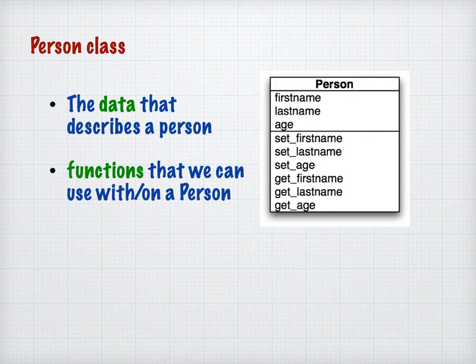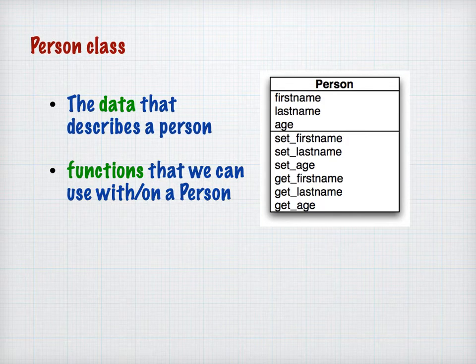I've just made this stuff up. Let's imagine a person that's got a first name, a last name, and an age. And to interact with that person, a way to get information in and out of the person, we're going to use these functions. And often these are set and get pairs. So to push information in, we'll have set, and to pull information out, we'll have get.